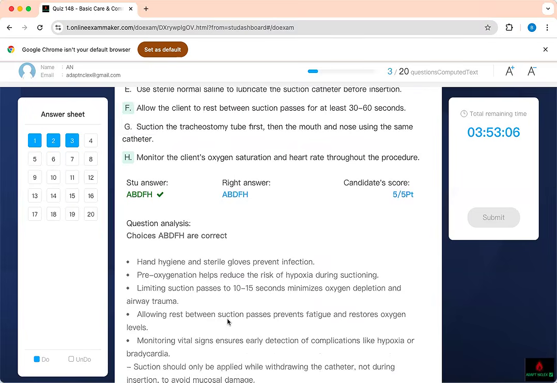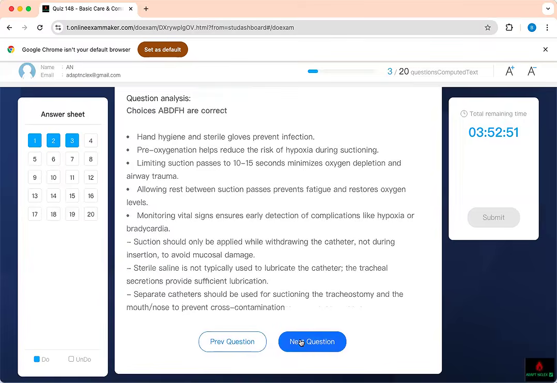The pressures can change. Sometimes you use 100 millimeters of mercury, depending on the age of the patient. But for adults it is 100 to 120. You should not suction more than 10 to 15 seconds. All these things you have to know for such a question.